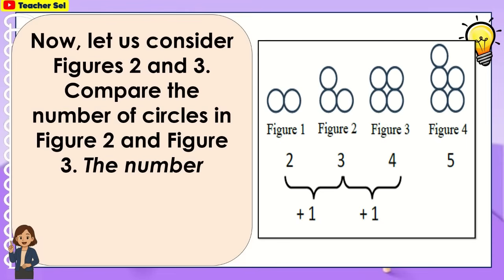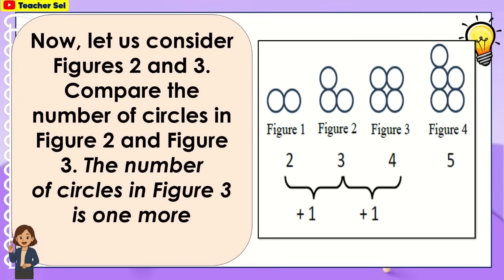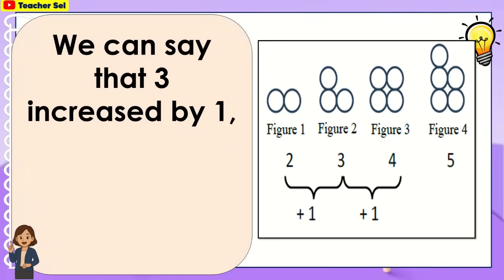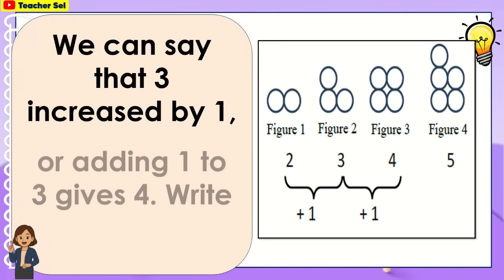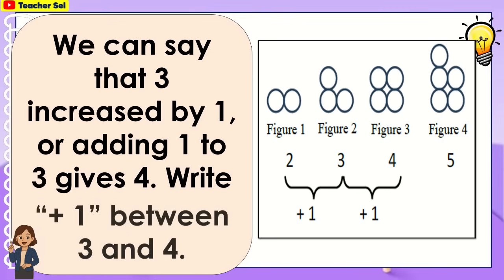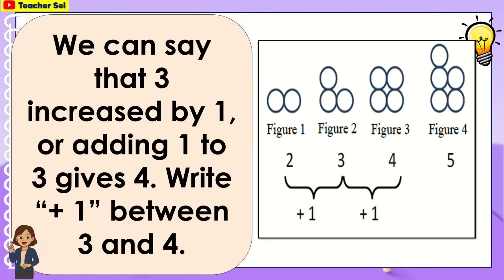Now, let us consider figures 2 and 3. Compare the number of circles in figure 2 and figure 3. The number of circles in figure 3 is 1 more than in figure 2. We can say that 3 increased by 1, or adding 1 to 3 gives 4. Write plus 1 between 3 and 4.